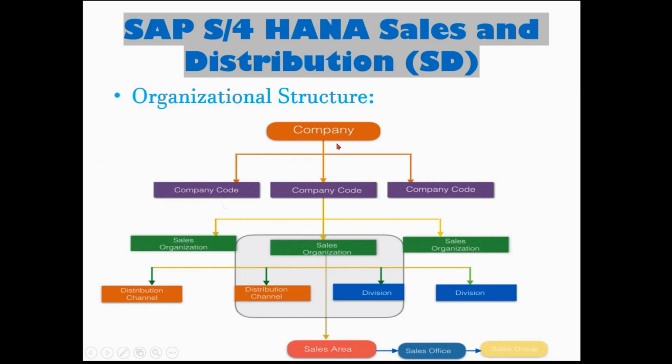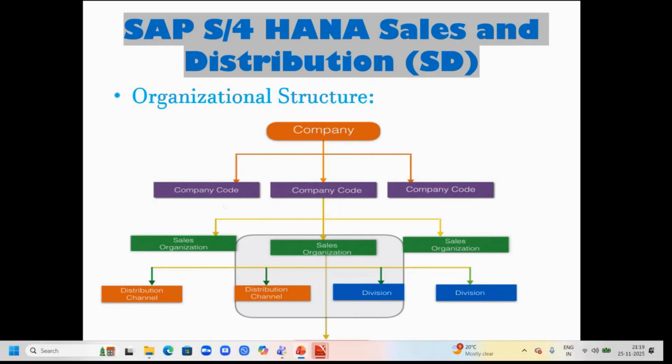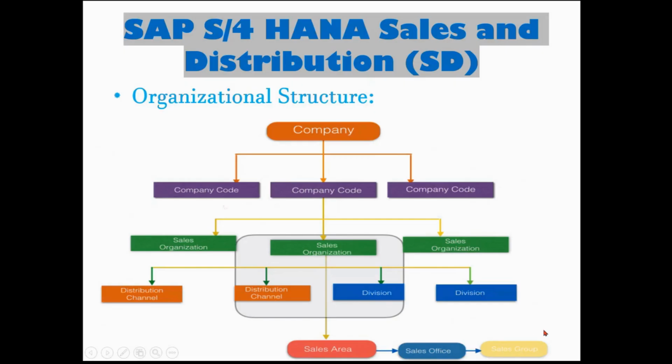Inside the client enterprise structure, the first org structure is the client. Under the client, we have the company code. Under the company code, then the SD part: sales organization, distribution channel, division, sales area, sales office, sales group, like that. Suppose some people are acquainted with the enterprise structure, there is no problem. And if you are not acquainted, then in training time, I'll cover each and everything end to end.